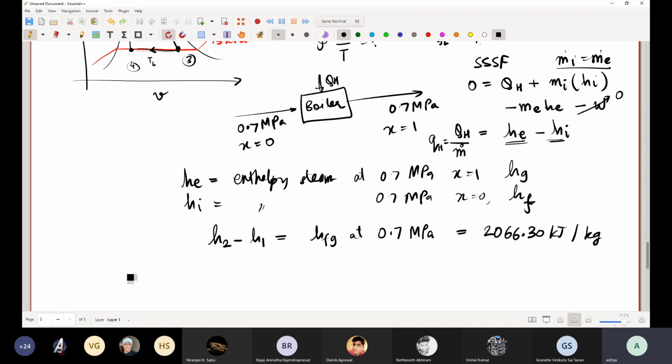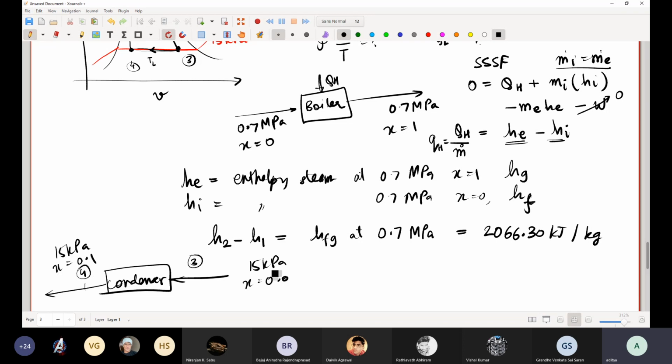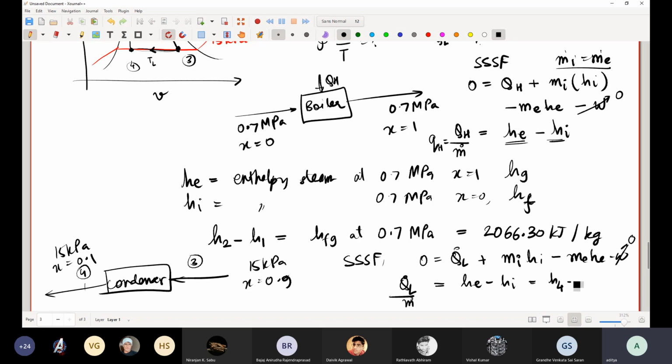So correspondingly, what is QL now? So let us draw the condenser. For the condenser, you have state 3, state 4. State 3 is 15 kilopascal, x equal to 0.9. State 4 is 15 kilopascal, x equal to 0.1. If you write down the first law, steady state, steady flow process, we can have 0 is equal to QL, without any sign, plus m dot Hi minus m dot He minus W, work done is 0. So QL over m dot will be He minus Hi. So He is H4, Hi is H3.